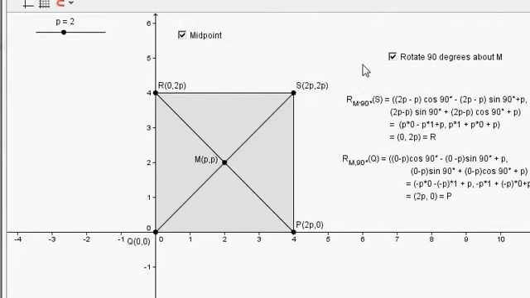And here's the computation of that. Like all of these things, it's pretty straightforward, just plugging into the formulas. It's a little messy because the formulas are fairly large. So if we start with S, we're going to do the rotation about M by 90 degrees, and we take the point S, which is 2P, 2P. So I go to the formula. We're rotating about the point PP, so it's the x-coordinate of S minus the x-coordinate of P times the cosine of 90, minus the change in the y's times sine of 90, plus P.